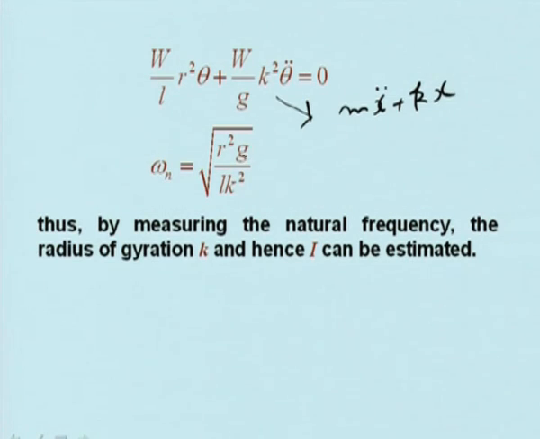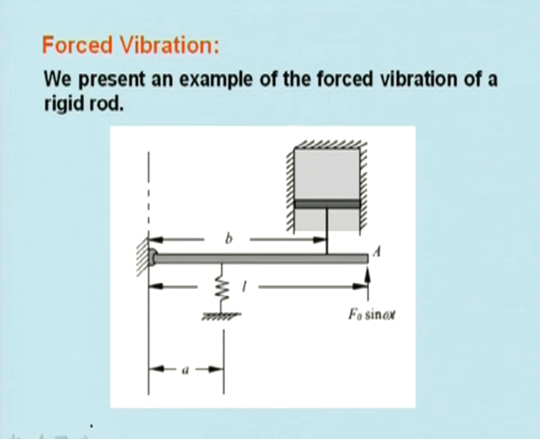So it is basically the same way, W gets cancelled, and the natural frequency becomes root of R square g by L k square. Thus by measuring the natural frequency, the radius of gyration k, and hence I, can be estimated. If you measure the natural frequency omega n, you know the gravitational constant, R and L are known, so one can find out k.